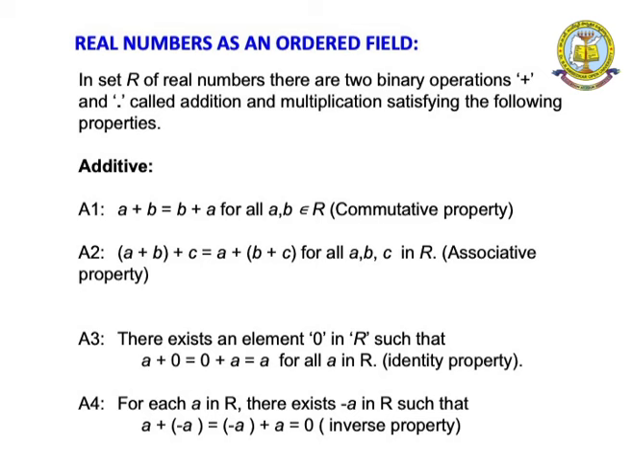And coming to the inverse property, let us suppose a belongs to R, then there exists minus a, also belonging to R, such that a plus minus a equals 0, which is equal to minus a plus a. Then here minus a is known as the additive inverse element of a with respect to addition in real number system. Okay. Next, coming to the same properties with respect to multiplication.